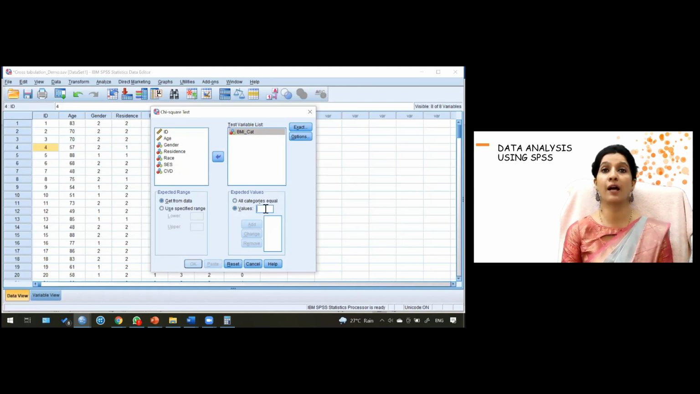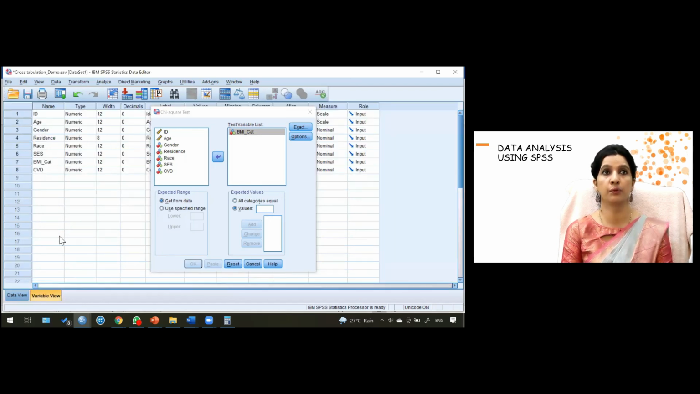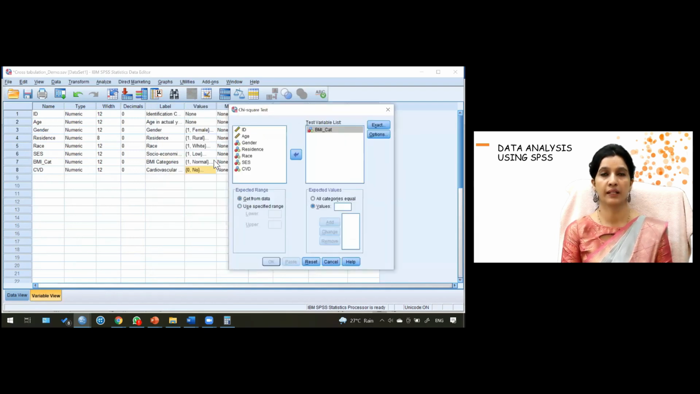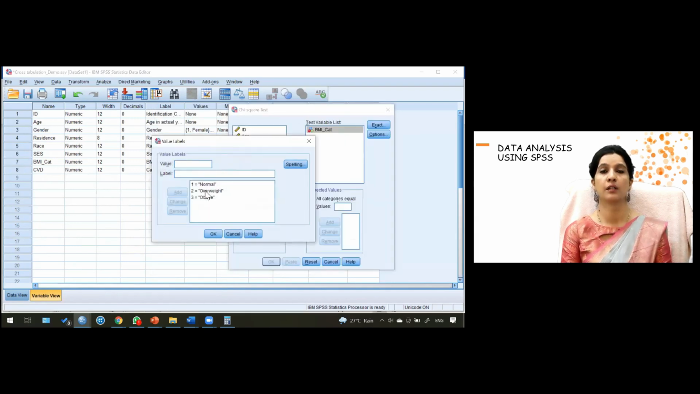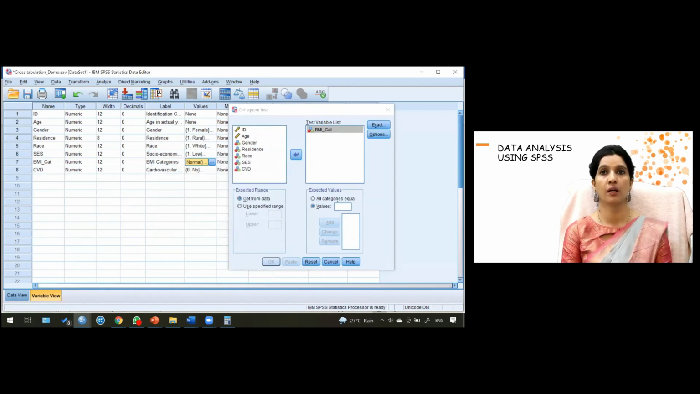So now which value should I enter first? It depends on your coding, so you should go according to the coding. If you see the coding, this is again the same data set, that's why I have not explained it. But if you go to the variable view and see the category of this BMI, you can see that 1 is normal, 2 is overweight, and 3 is obese. So we have to enter the proportion the way we have done the coding. If we have coded 1 as normal, we will enter the proportion of 1 first.